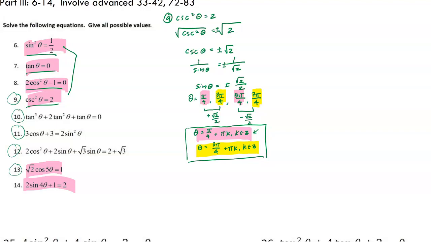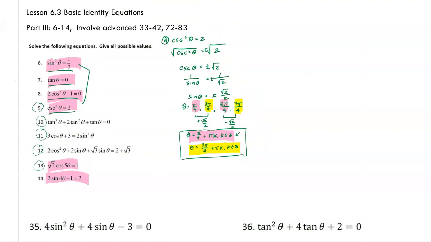Okay, a second equation, the 3 pi and the 7 pi. Okay, good job. Number 10. Number 10 says tangent cubed theta plus 2 tangent squared theta plus tangent theta equals 0. Three terms with a 0, set equal to 0. Factor. Okay, factoring. So how do we factor this?